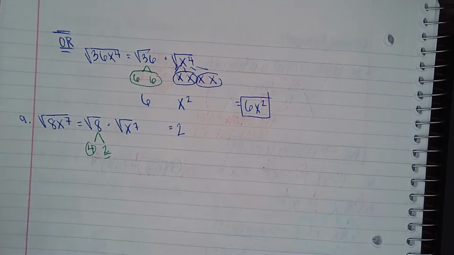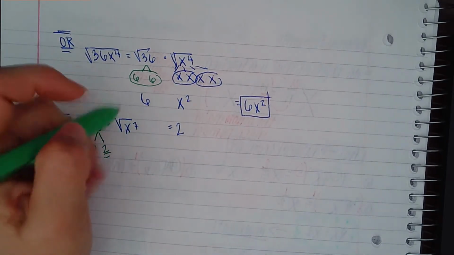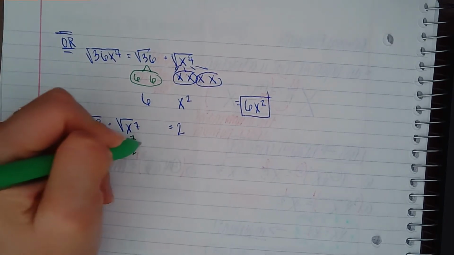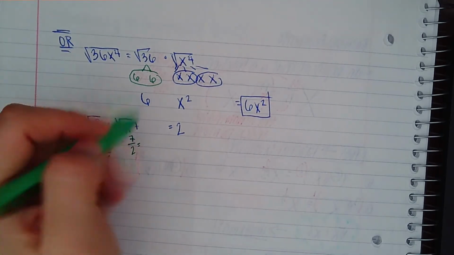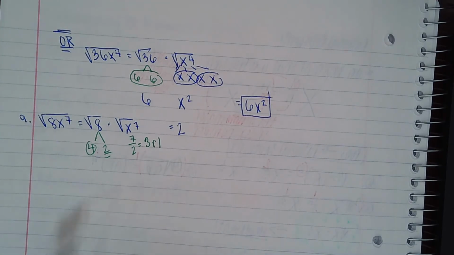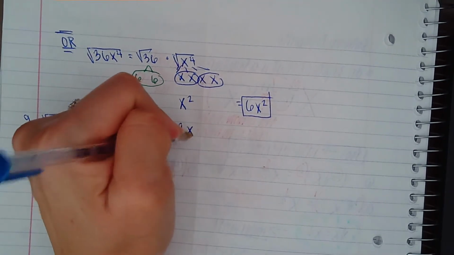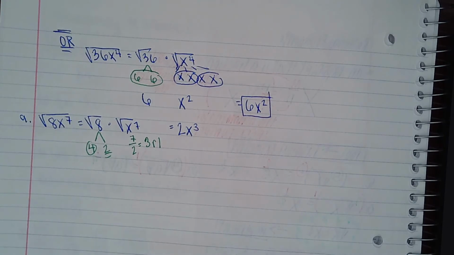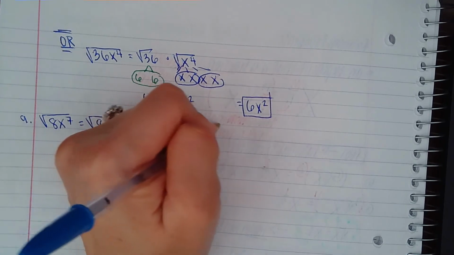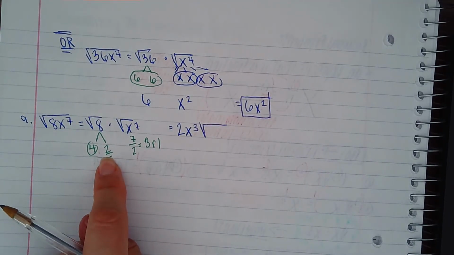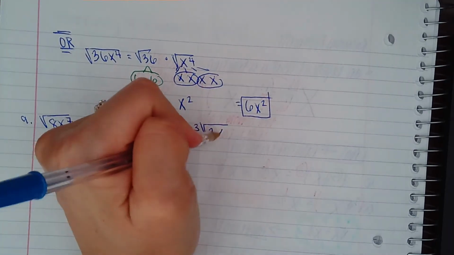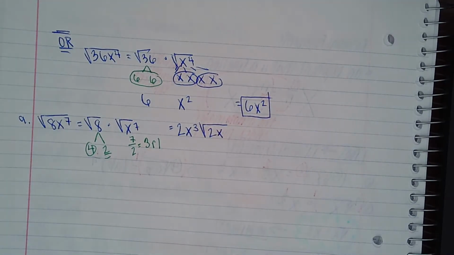Okay, and then I'm going to take that number, 7, and divide it by the index number, which is 2. Well, 7 divided by 2 is 3 with a remainder of 1, which means that I would have x to the 3rd with 1 x left inside. So this 2 that was left over when I factored 8 would stay inside, and this 1 x would also stay inside.